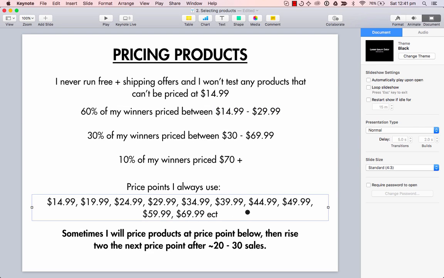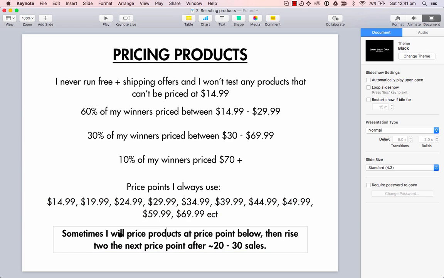So when I price products in my store, I always use a 99-cent decimal afterwards, right? I've tested lots of different price points, and these are the price points that work the best. So I'll always choose one of these price points when I'm selling a product on my store. I won't price it at, say, $24. I'll always say $24.99 or $29.99. So it goes up in $5 or $4 increments. And so I would recommend using these prices when pricing your products.